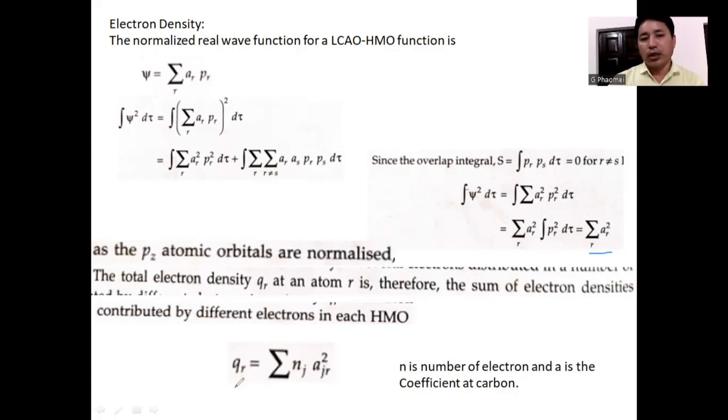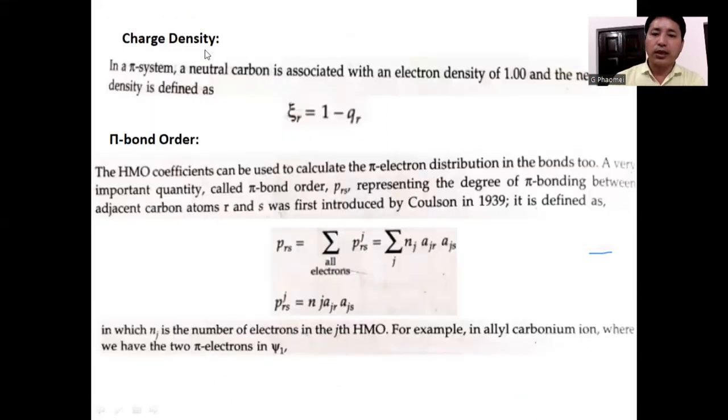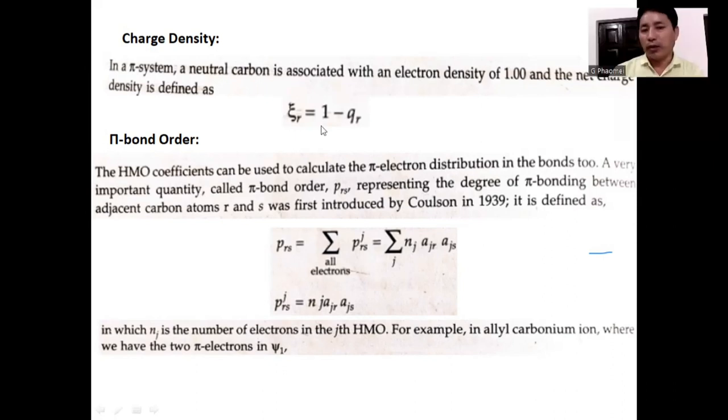That means the charge density q_r is equal to the summation of n_j a_jr squared. Here n_j is the number of electrons, and a, as we discussed, is the coefficient at that carbon. And the charge density is simple: we know that the electron density for neutral carbon is 1. Therefore, the charge density will be just 1 minus q_r. That means this is the electron density.